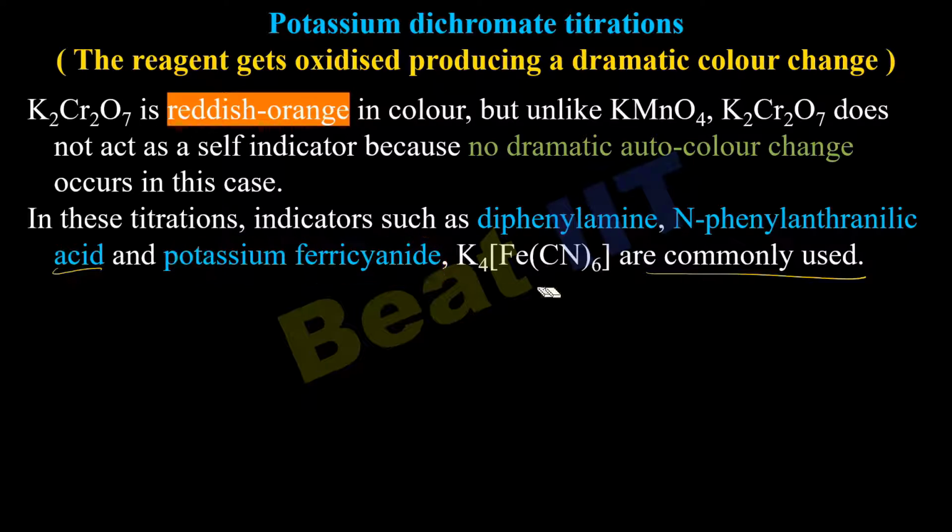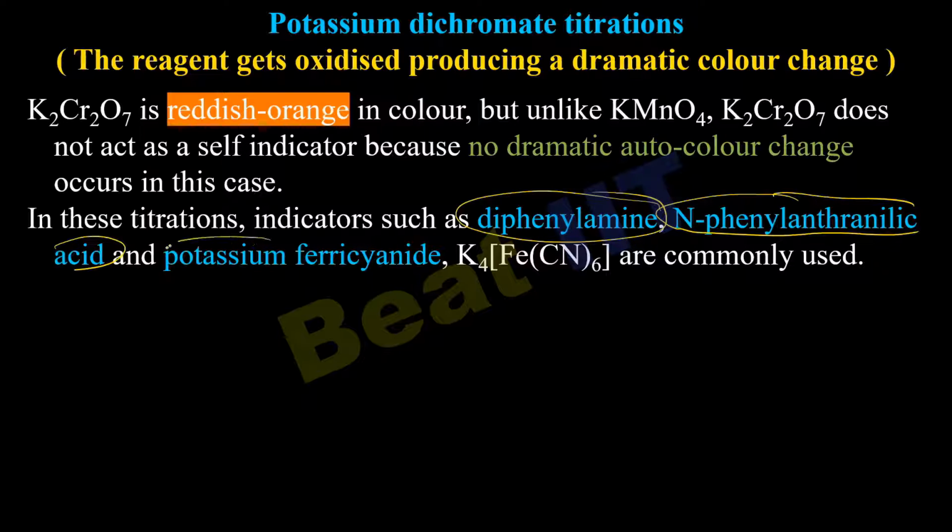And in your syllabus, you don't need to remember any other indicator. Only these three you need to remember. But you have to remember these. In potassium dichromate titrations, the indicator is not actually K2Cr2O7, although it is colored reddish orange. The indicator is diphenylamine or N-phenylanthranilic acid or potassium ferricyanide.